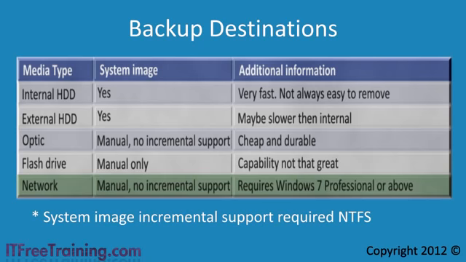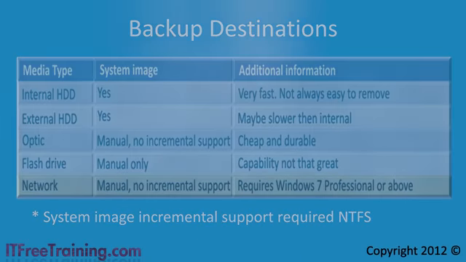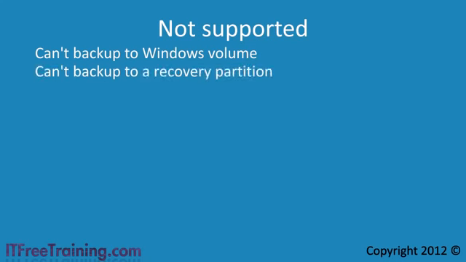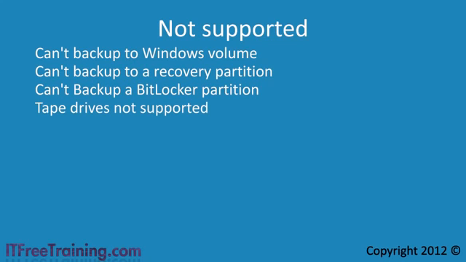With Windows Backup and Restore, there are some options which are not supported. First, you cannot back up Windows to the same volume as Windows. Also, you cannot back up to a recovery partition or a partition that has been encrypted with BitLocker. Lastly, Windows Backup and Restore does not support tape drives.